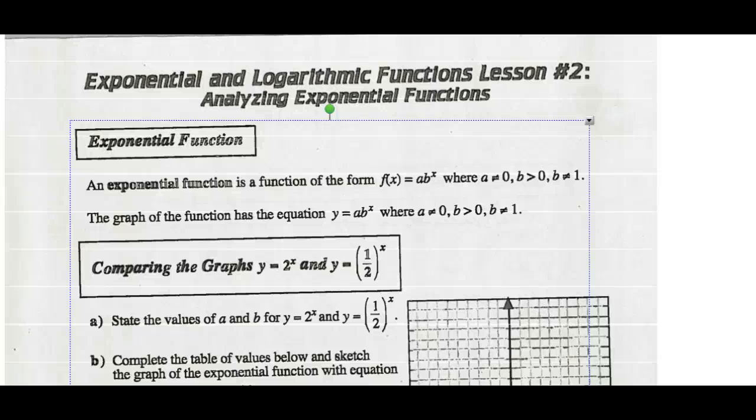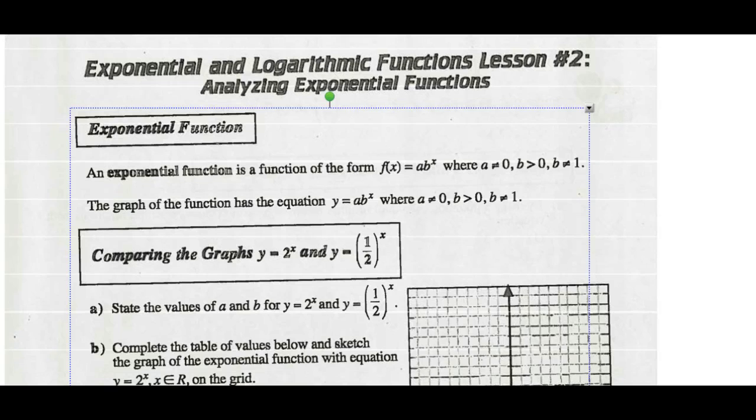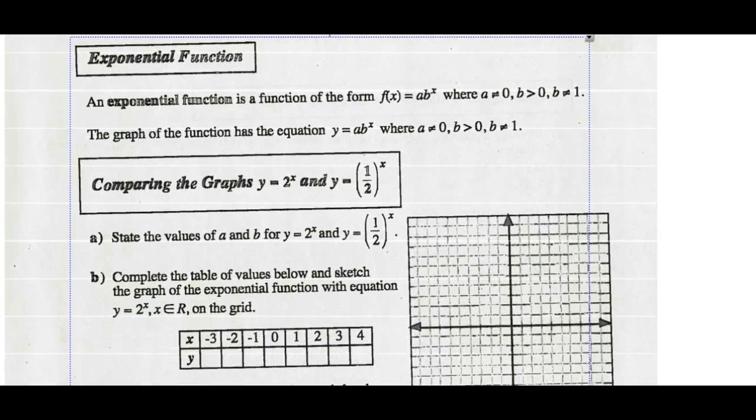Hey, Math 30-2s. Today we're going to look at some exponential functions. We're going to analyze them. Step one, let's define an exponential function.